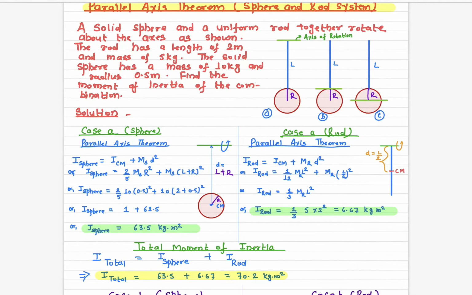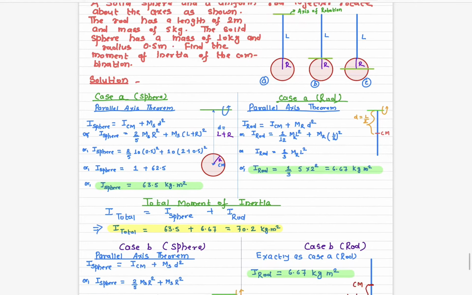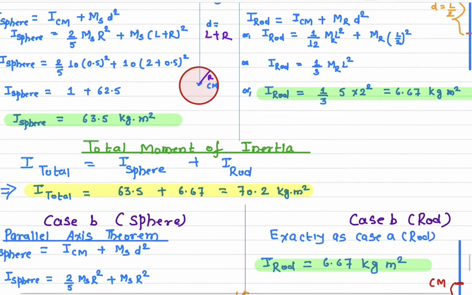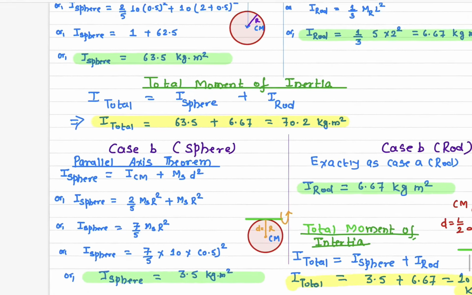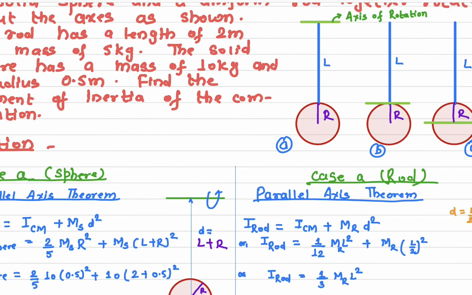So the total moment of inertia of this sphere and the rod together, or the moment of inertia for this particular case, will be this number plus this number, or the moment of inertia of the sphere plus the moment of inertia of the rod. And I got this number, 70.2 kilogram meter square. Now let's calculate for the second case here.